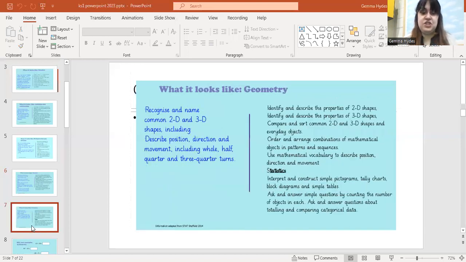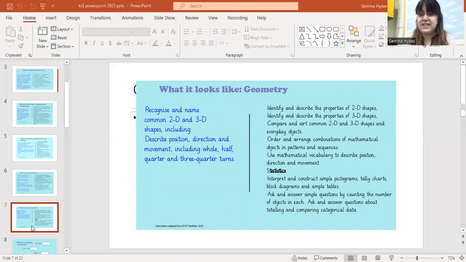And then we move on to shape, so geometry. So in year 1, they should be able to name some 2D and 3D shapes, and they can use different turn language as well. So they can use half turns, quarter turns, and a 3/4 turn, which is quite tricky. And then in year 2, they build upon that. So they start to use language like sides, edges, vertices, corners, and they should be able to describe a 2D shape and a 3D shape using that language. They also start to look at patterns using shapes as well.